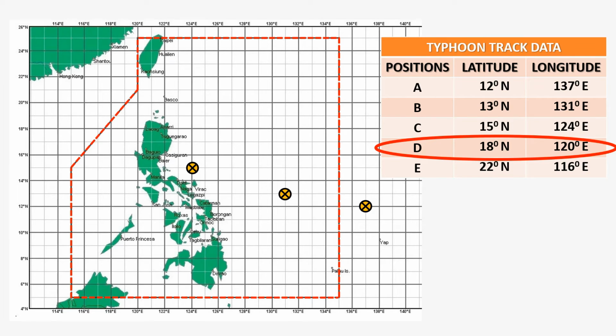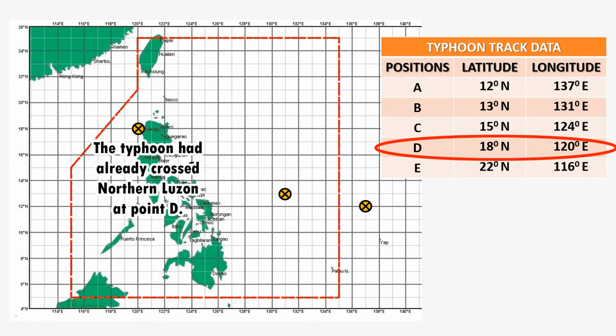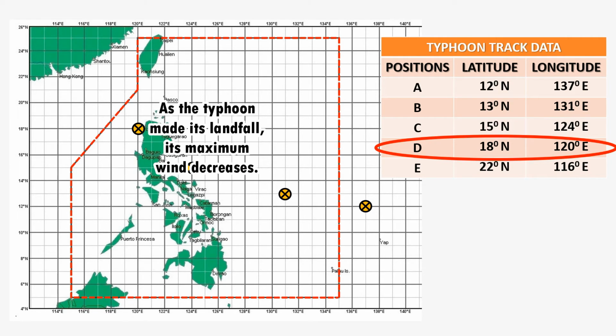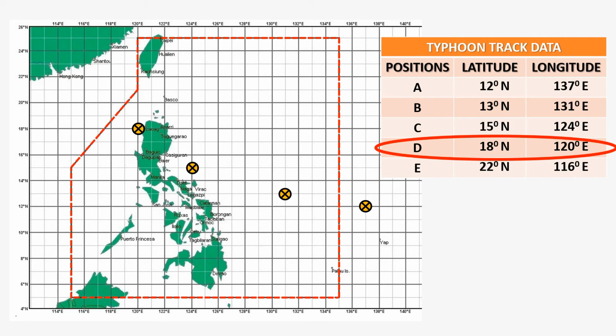Now let's go to position D. It is found at the coordinates 18 degrees north and 120 degrees east. Could you tell what happened to the typhoon here at point D? Looking at position D, the typhoon had already crossed northern Luzon. Now what do you think happened to its maximum wind? Since it already made its landfall, its maximum wind decreases. But since it crossed another ocean, the typhoon might recover its strength as it continues to move.